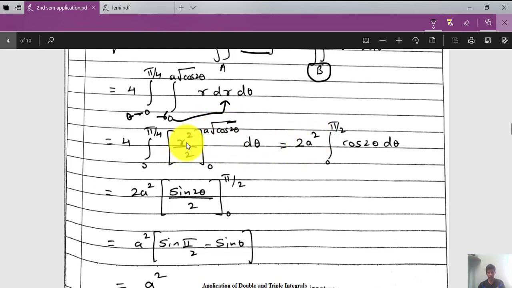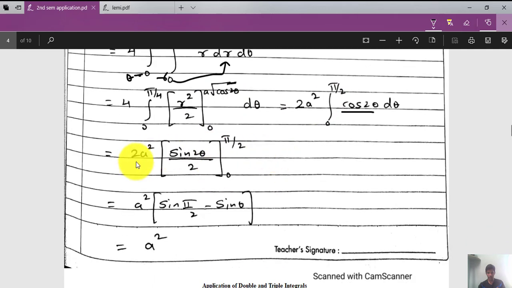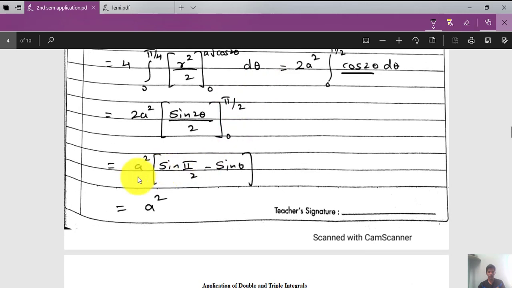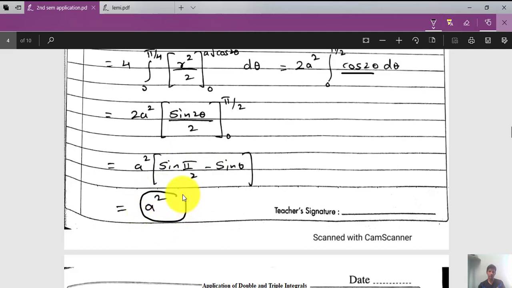So this is what r square is: this cos square theta, that square root sign gets cancelled, so it is cos 2 theta, and this 8 comes out, so it turns out to be a square. So 2a square in the bracket, cos 2 theta integration is sin 2 theta divided by 2, and I am integrating it with respect to theta from 0 to pi by 2. Therefore a square is equal to, this 2 and this 2 get cancelled, sin pi by 2 minus sin 0. So sin pi by 2 is 1, sin 0 is 0, so your value turns out to be a square.